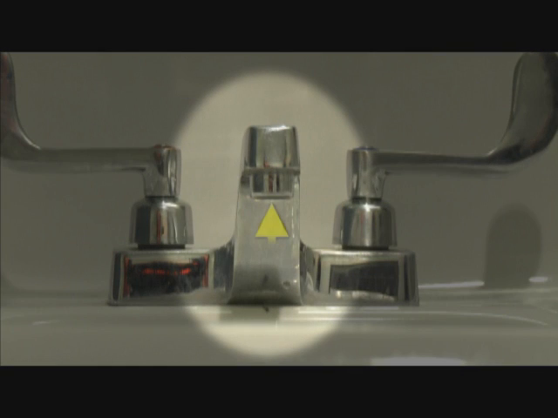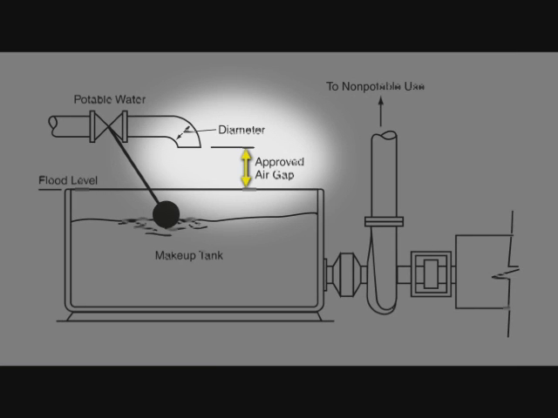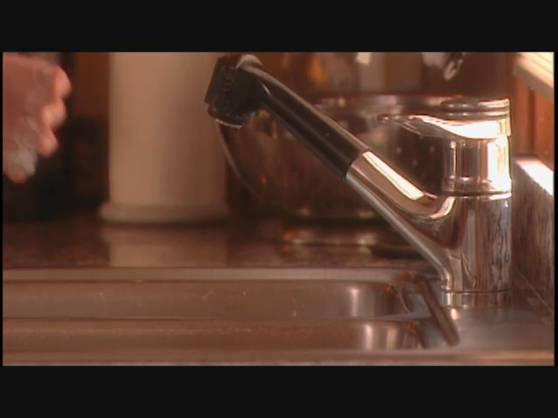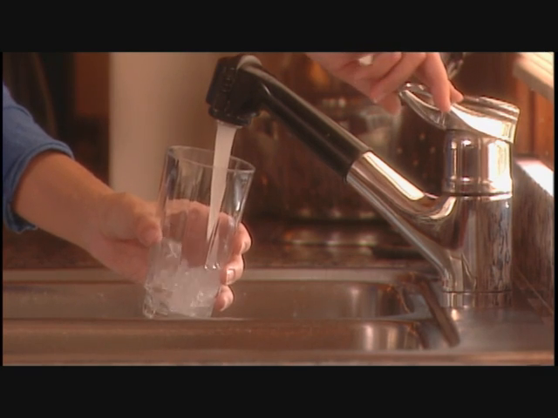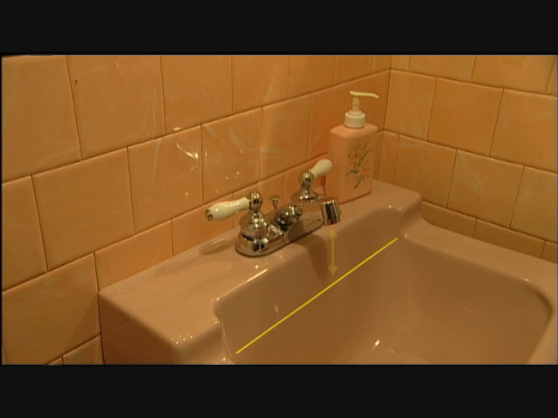An air gap is not a device. Rather, it is simply physical space. An air gap may look like this, or this. The most common place you see an air gap is in a kitchen and bathroom. There should always be space between the water source and the flood level rim of the receiving vessel.